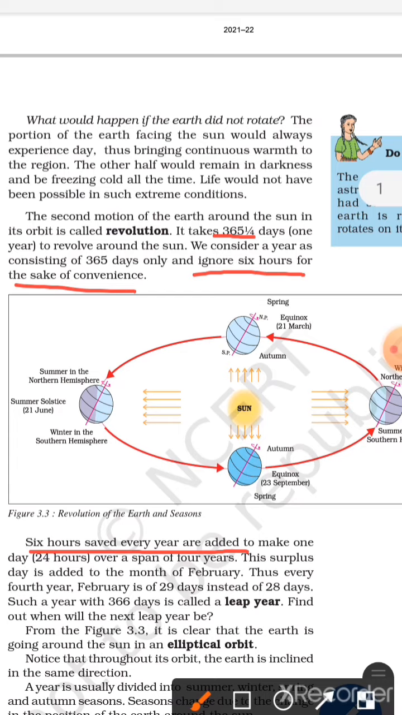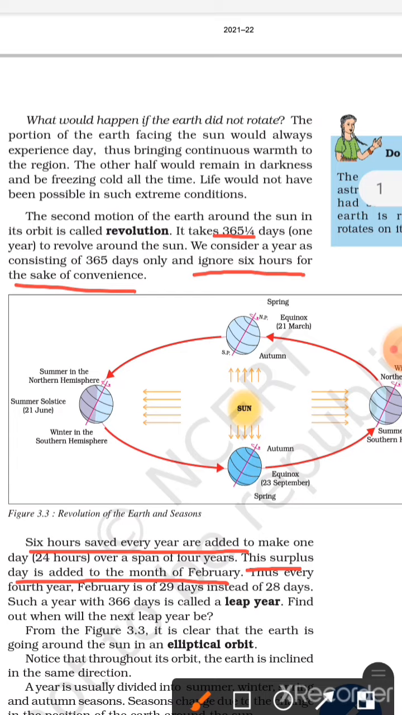ओके, क्या होता है, ये जो इग्नोर किए हुए हैं 6 hours, to make 1 day it takes 4 years. Okay, 6, 6, 6 and 6, that is 24. Now this surplus day, ये क्या हो गया अभी, 24 hours जो बन गए, this surplus day, एक्स्ट्रा का डे है, is added to the month of February. After every 4th year this one extra day, which we count from 4 years of 6 hours which the Earth takes to complete one revolution extra.